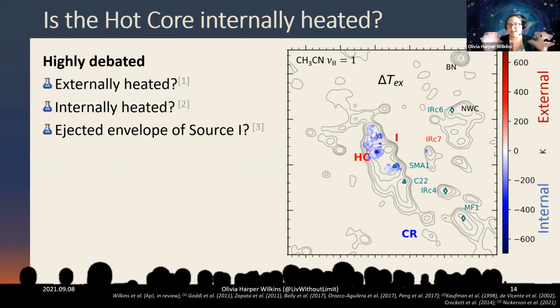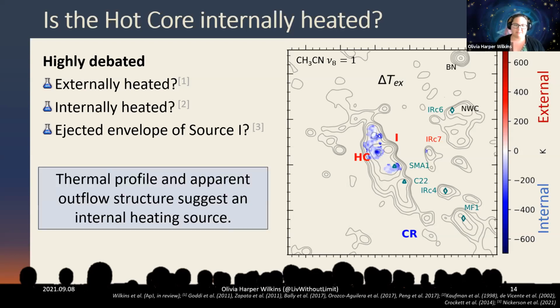I didn't want to show you a million maps, so I didn't show the uncertainty maps or the maps factoring in uncertainty, but they're all blue. So that suggests that there might be an internal heating source. So from our data, there seems to be a thermal profile and this kind of outflow structure that suggests some kind of internal heating source.